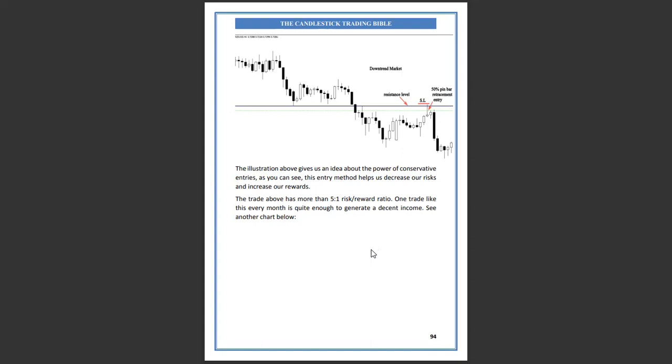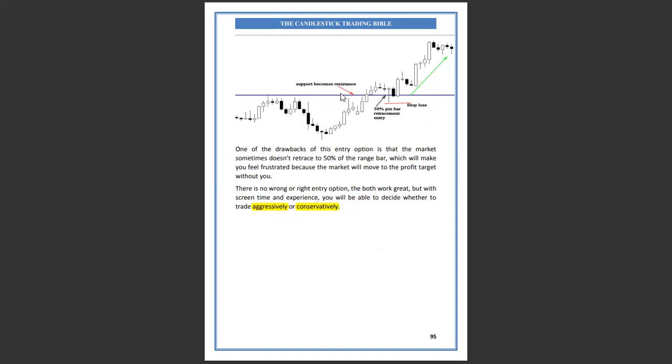So you have to just find one trade that you can have a good probability on, even one or two trades in that month, and just trade. That means less is more, if you know what I mean. So one trade like this every month is quite enough to generate a decent income, even though it's about trading. So let's continue.